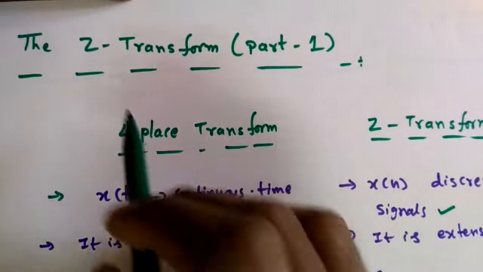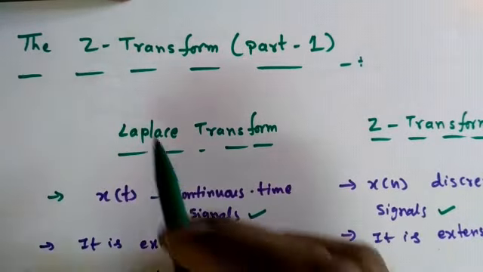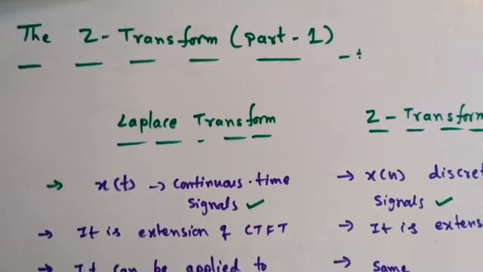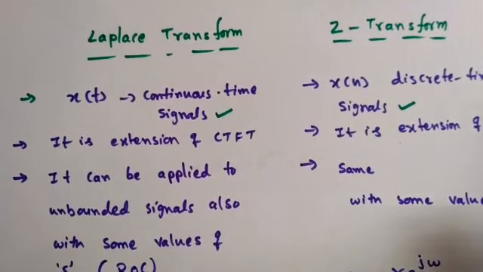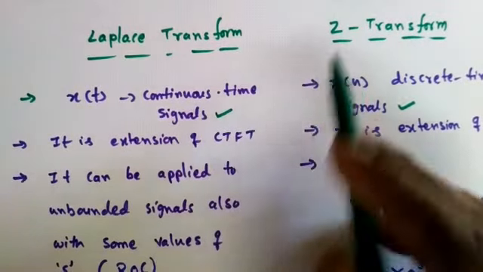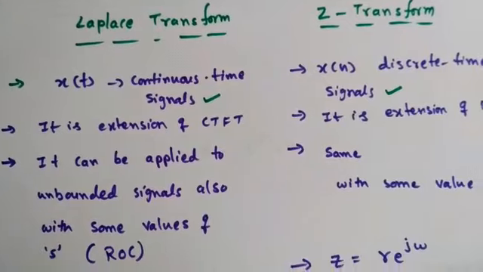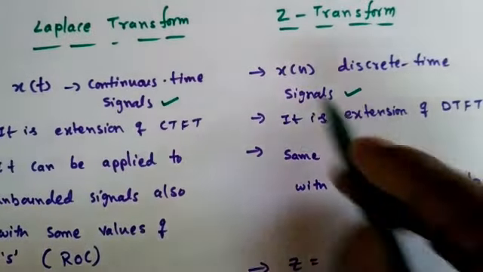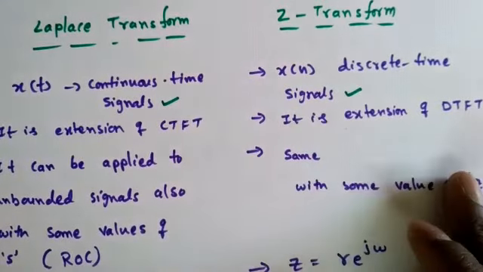In this lecture, I'm going to start the Z transform, that is, how to find the Z transform for different signals. Before that, we have to compare the Laplace transform as well as the Z transform. The Laplace transform is for continuous time signals, whereas the Z transform is for discrete time signals.